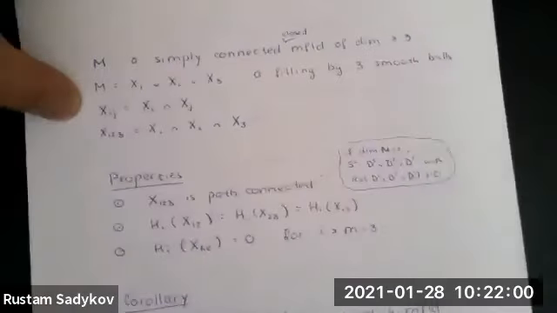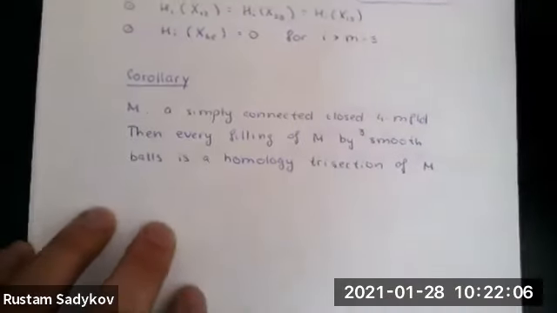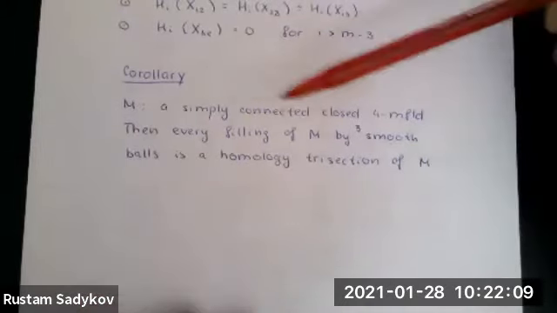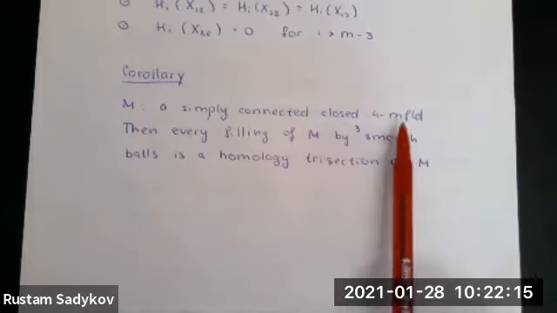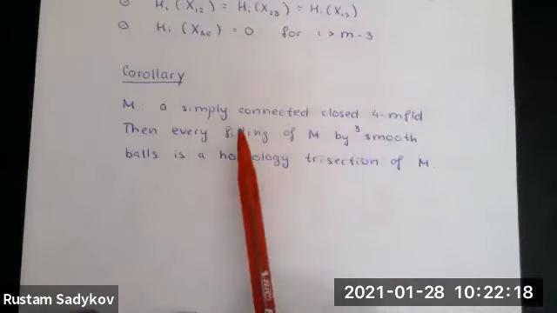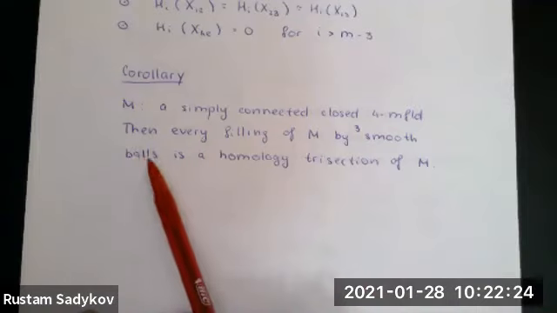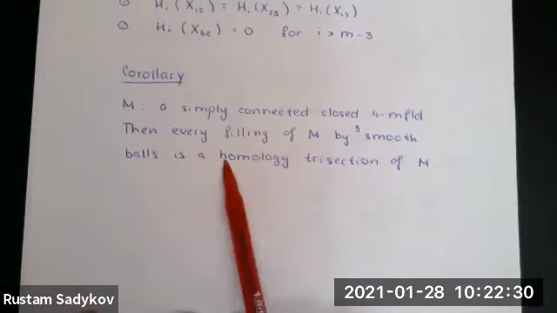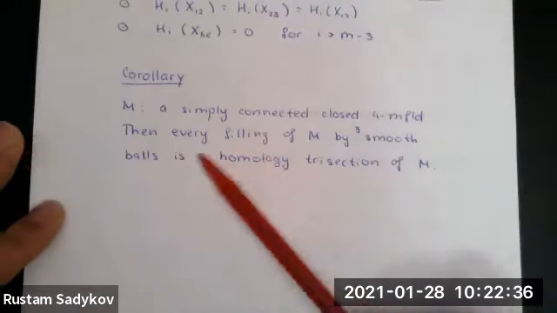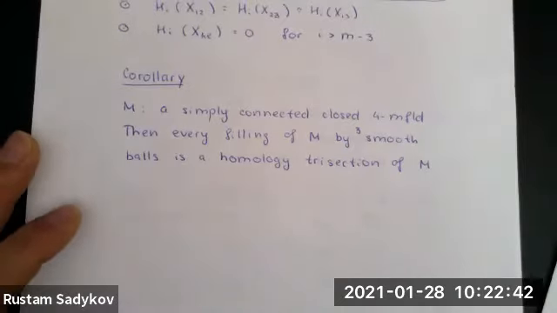In any case, now, how do we use these trisections and Heegaard decompositions? Well, here's a theorem, or maybe just an observation: suppose that M is a simply connected closed 4-dimensional manifold. And suppose that we decompose this manifold M, we cut this manifold into 3 smooth balls. Then this decomposition into 3 smooth balls is actually a homology trisection of M. So this is just some calculations of homologies that one can see that this is true. But in general, this is not a trisection.